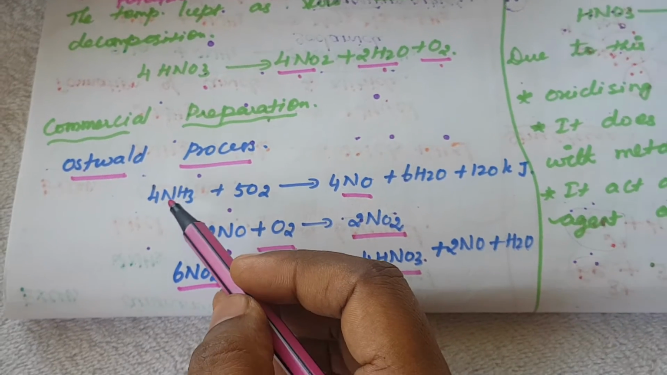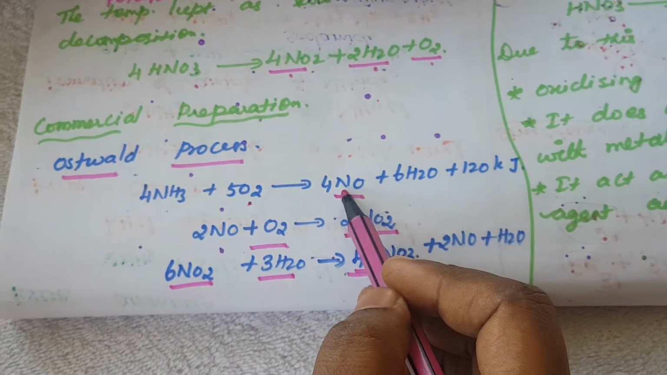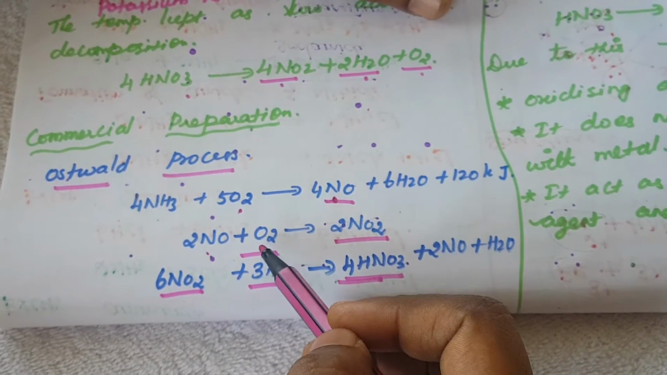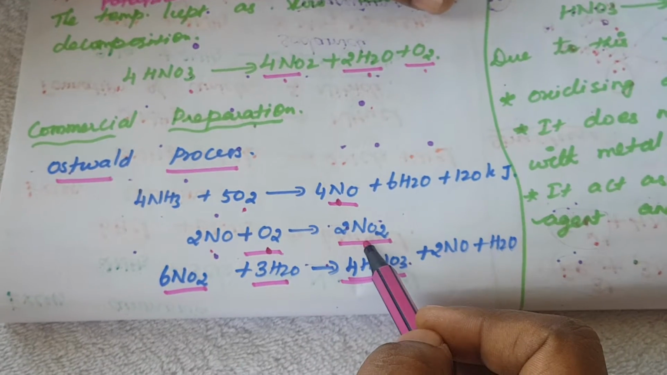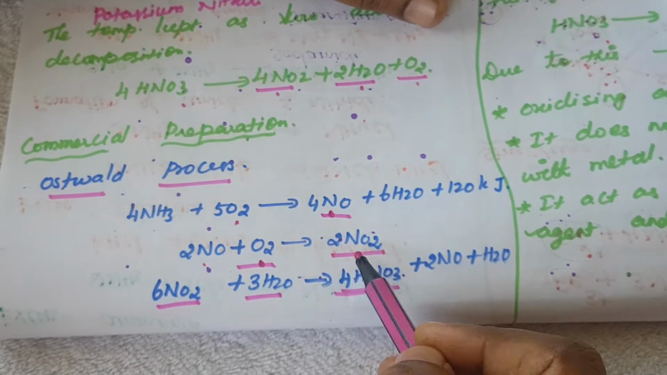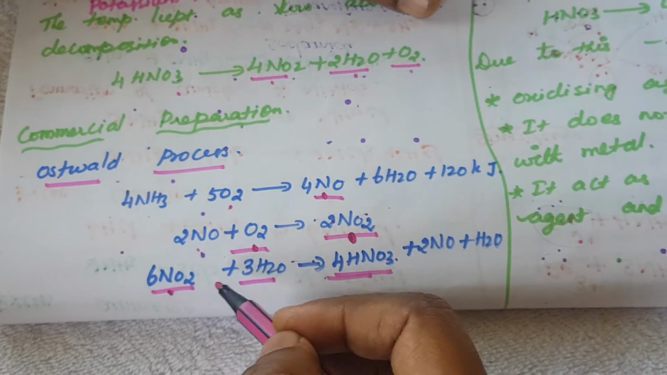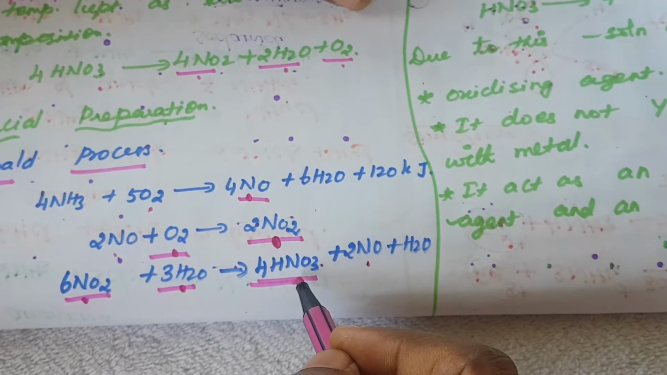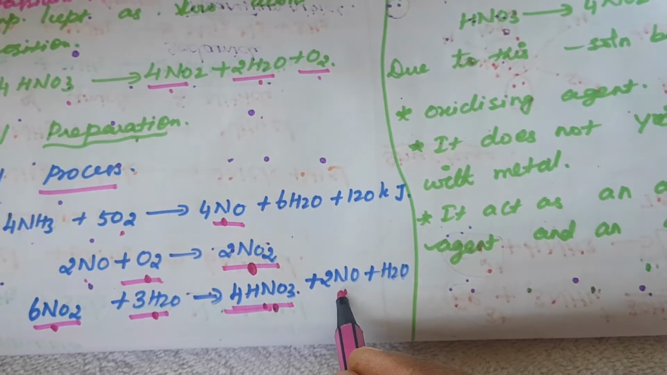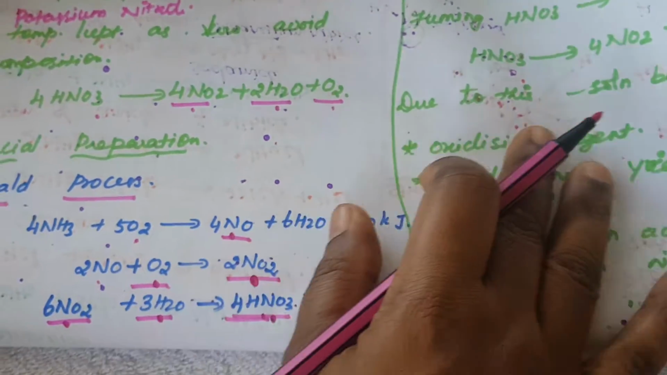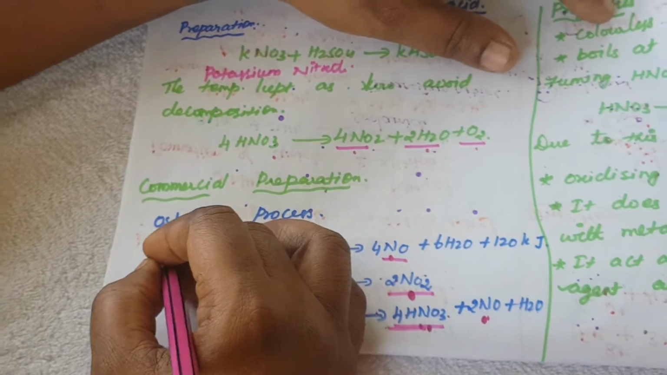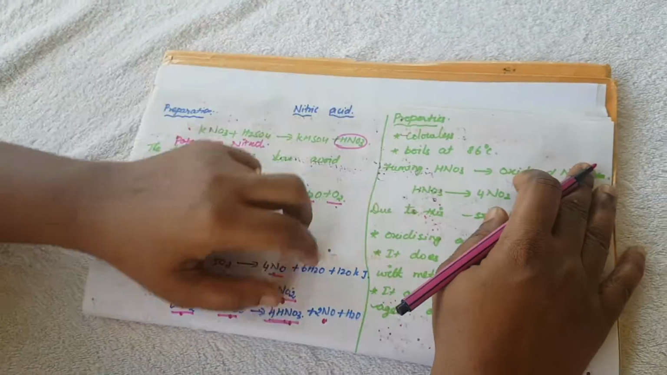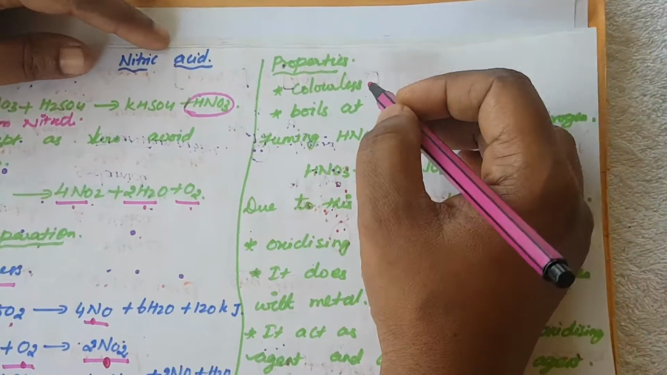The first one is ammonia reacting with oxygen to form nitric oxide. Nitric oxide reacts again with oxygen to form nitrogen dioxide. Then nitrogen dioxide reacts with water to form nitric acid and nitric oxide. So this is the commercial preparation, otherwise called the Ostwald process. Next, what are the properties of nitric acid?